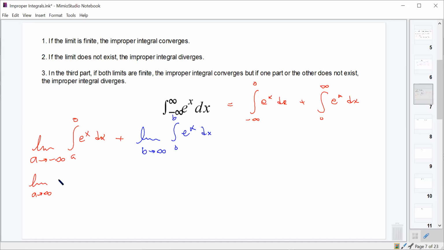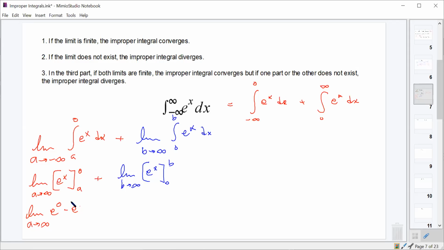It's just e to the x. And we'll do that from a to 0. And we'll add to that the limit as b approaches infinity of e to the x evaluated from 0 to b. And this part's going to be a limit as a approaches negative infinity of e to the 0 minus e to the, I'm sorry, that's negative infinity.